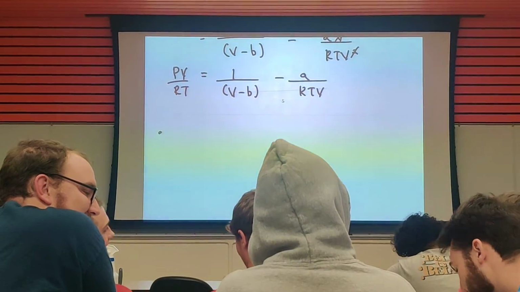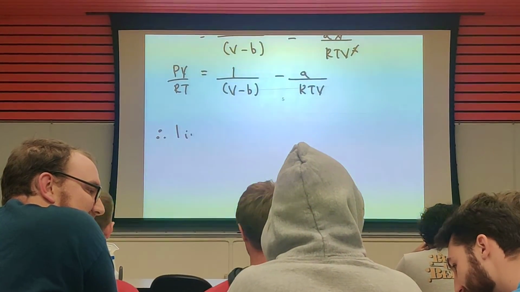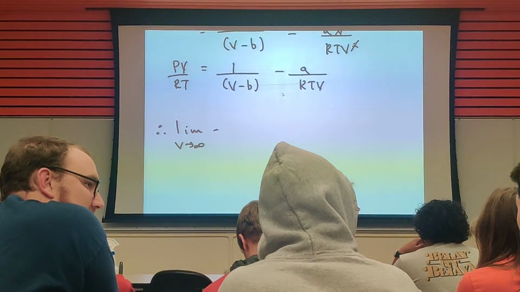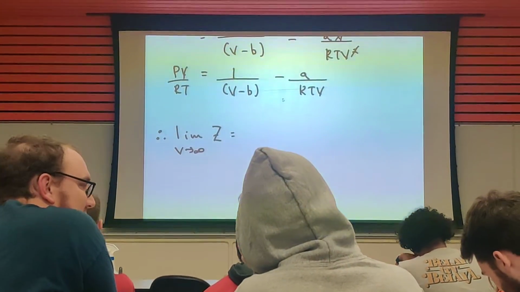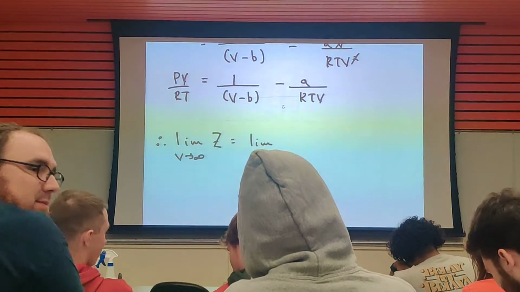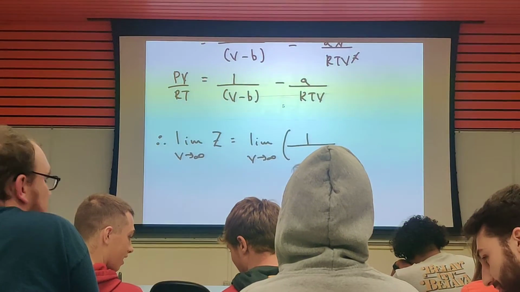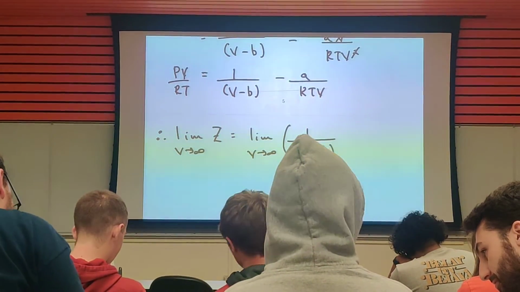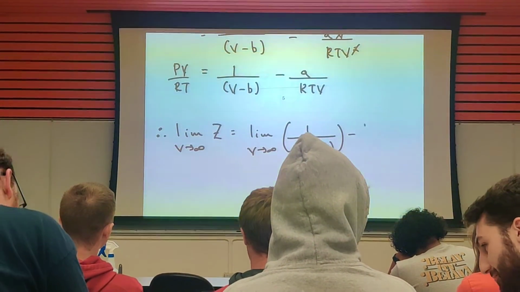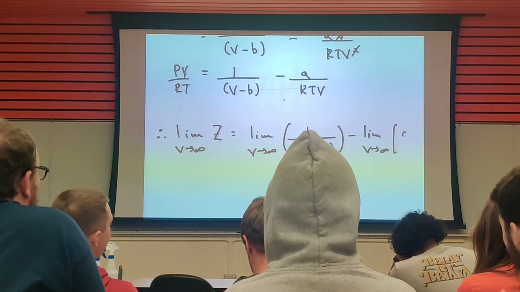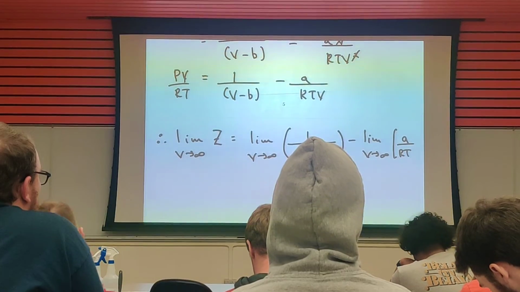Now we just have to look at the limit of this. Therefore we want to look at the limit of z as V goes to infinity, which is equal to the limit as V goes to infinity of 1 over 1 minus b over V minus a over RT V.